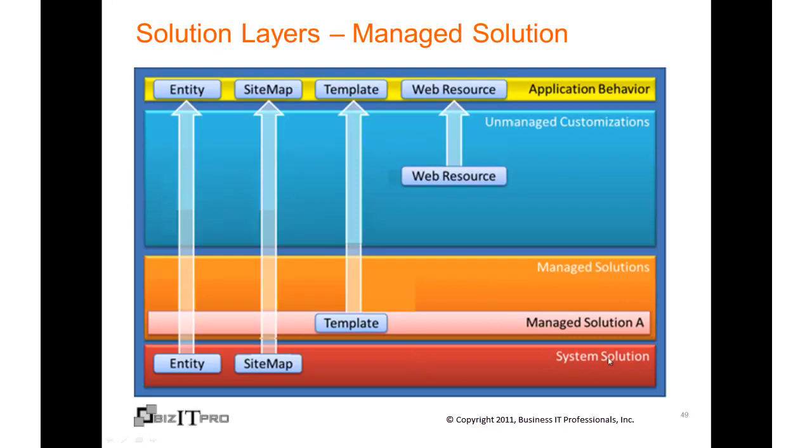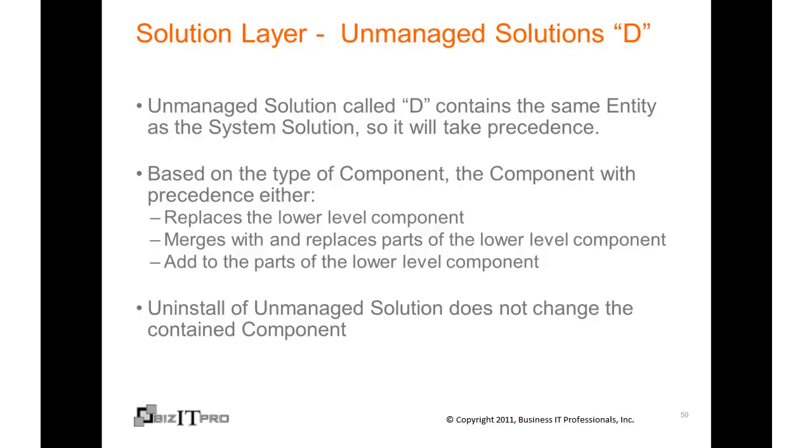So now the system solution bubbles all the way to the top with an entity and a sitemap. Managed Solution A added a new template which also will be reflected in application behavior. And finally, we have the web resource that we put into unmanaged customizations, which are now bubbling up to the web resource in the application behavior. So far, very straightforward. Now let's complicate things a bit.